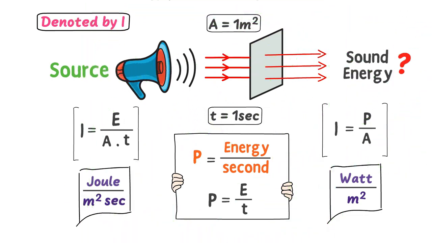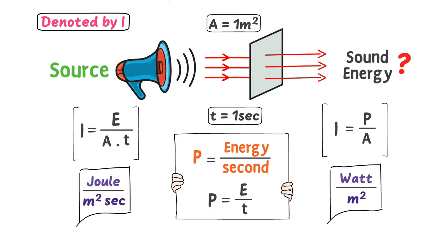Therefore, note it down that we have two equations for sound intensity: I is equal to E upon A into T, or I is equal to P upon A. And we have SI units like joule per square meter per second or watt per square meter. Mostly, we use the SI unit watt per square meter for sound intensity.